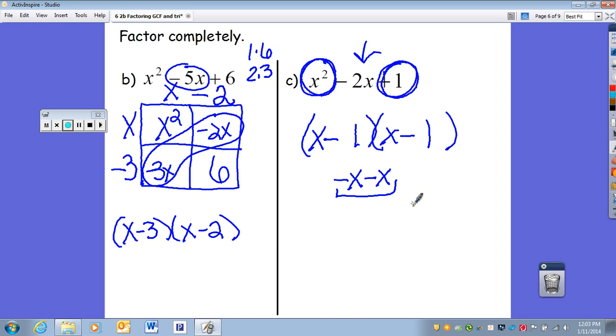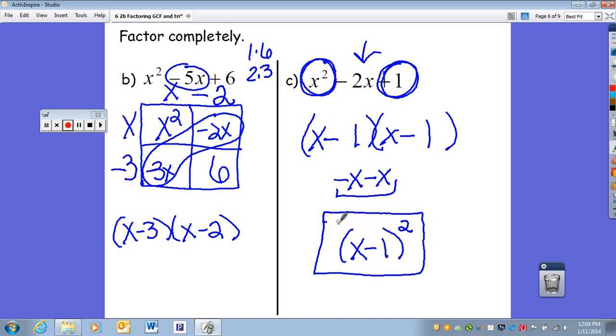Now, when you have two binomials that are exactly the same, when you are writing them in standard form, please make sure that we write it one time and we mark it as squared to show that there are two of them, and that would be correct notation.